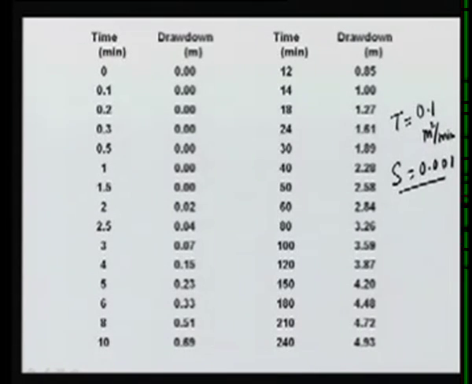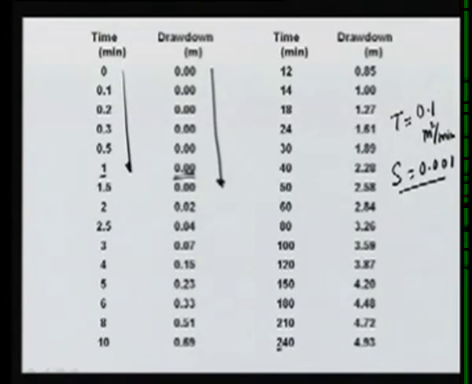So using these values, we can regenerate the data using the Theis curve, and you can see that this figure shows time versus drawdown. Earlier, for a time of 1 minute, we had a drawdown of 0.36, but here you can see that there is almost no drawdown till 1 minute.